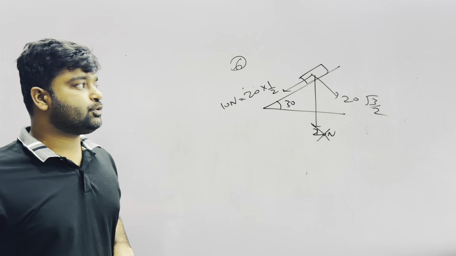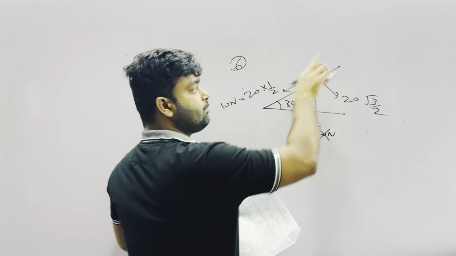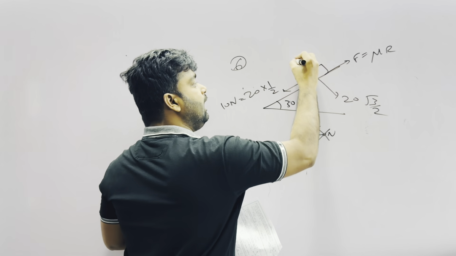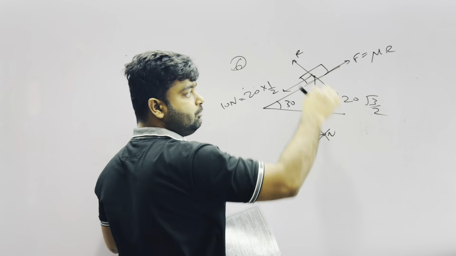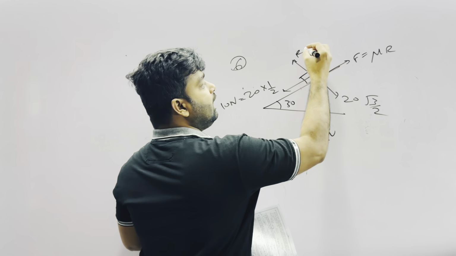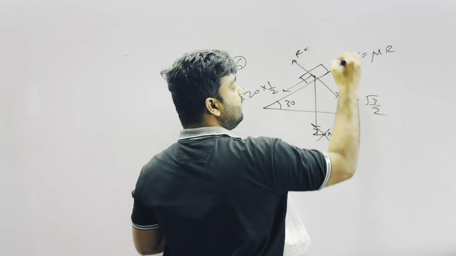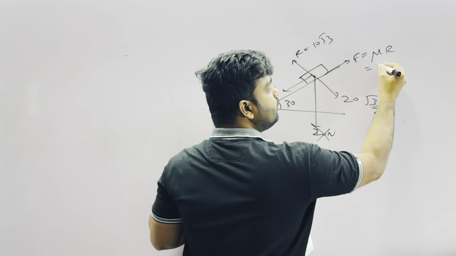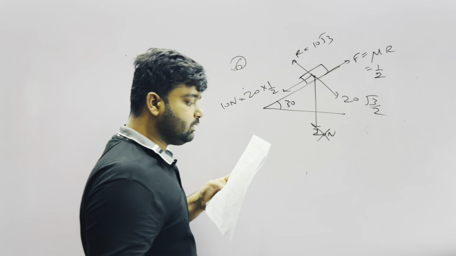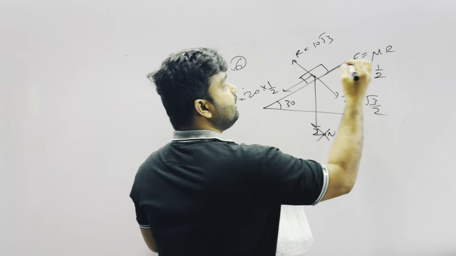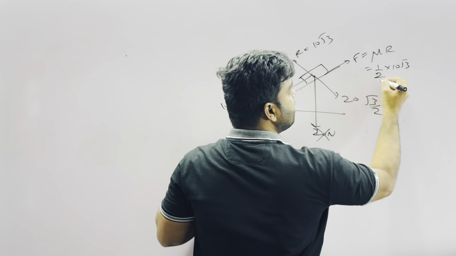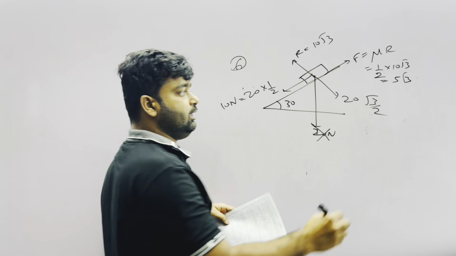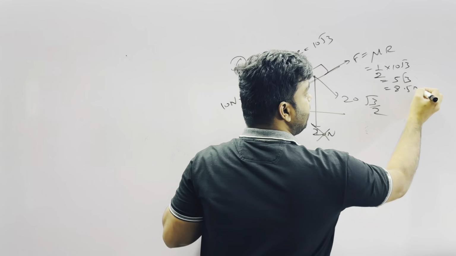And what are the other forces? There will be a friction force opposing the motion, that is μR. For equilibrium in the perpendicular direction of the plane, R is equal to mg cos θ, that is 10 root 3. Therefore, friction is equal to coefficient of friction, half, into reaction 10 root 3, that is equal to 5 root 3. Root 3 is given as 1.7, into 5 is equal to 8.5 Newton.